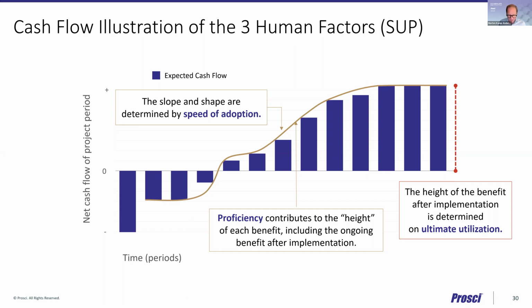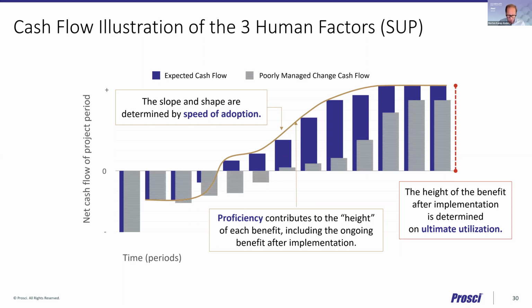Now, where it gets really interesting is that we can start to map what happens. So what happens if we are slow in getting out of the gate and the speed of adoption takes 3 months more than we expected? And because of some mishaps, maybe too many other priorities and conflicting issues, we ended up not getting the ultimate utilization rate that we expected. So with that, we can start to mirror financial impact of the human factors into the return of the project.